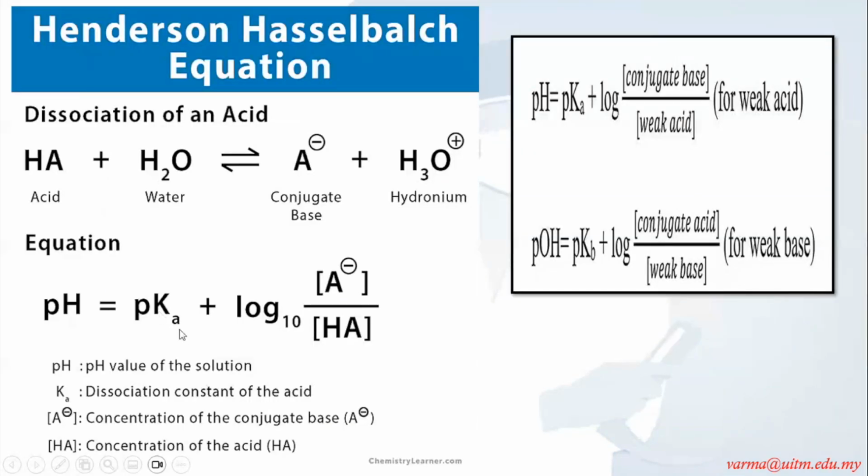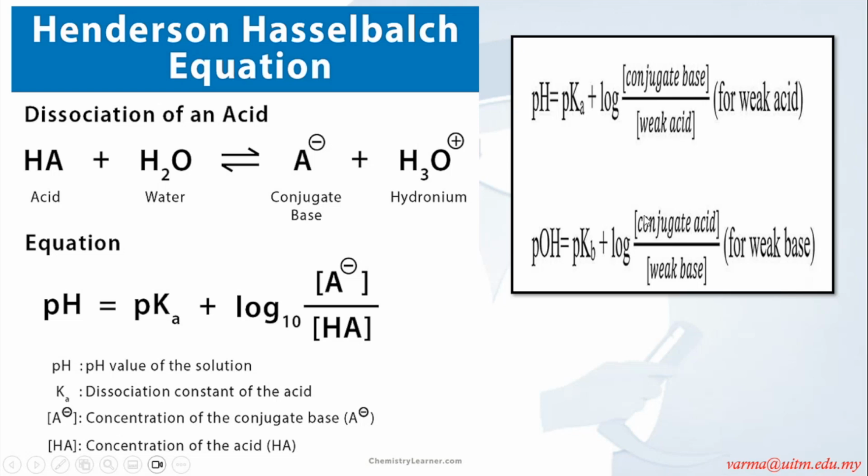pH equals pKa plus log 10 of the conjugate base, which is the A minus, over the weak acid, which is the HA. So when we put it here again, pH is equal to pKa plus log of the conjugate base over weak acid. If you want to talk about weak base, you can just flip it, but today we're just going to focus on this.